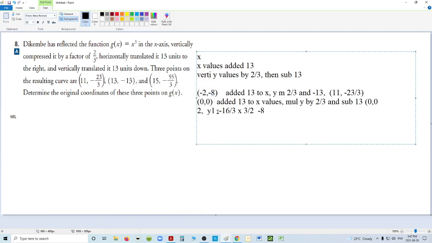In this one, I ended up with negative 55 and a third. Oh, that was the second one, wasn't it? So it's negative 8 here. In this one up here, I ended up with negative 23 and a third, which is 7 and 2/3.